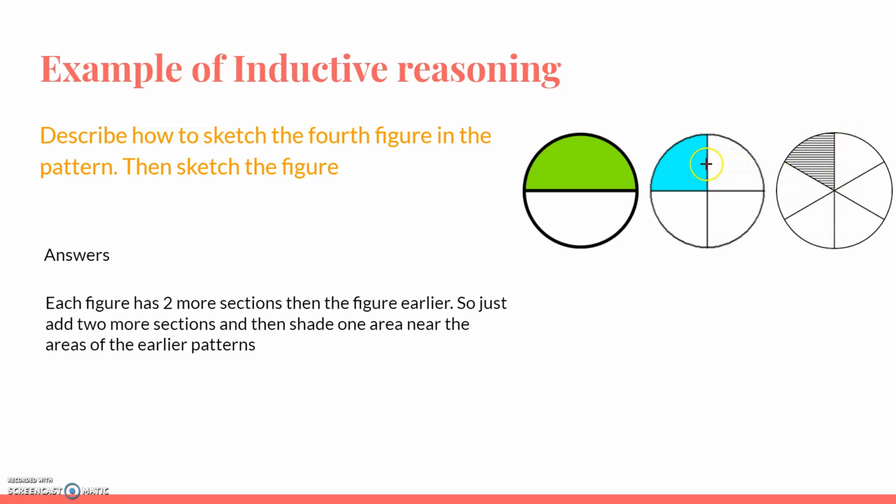So all you have to do for the fourth figure is just add 2 more, which gives us 8 pieces, and then shade 1 near the rest. And then here's how it would look. Here's a circle divided into 8 pieces, and there's just 1 shaded all the way at the top, near everyone else.